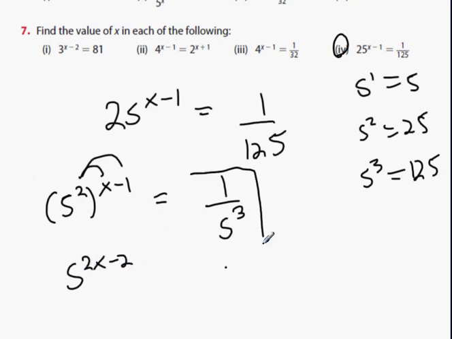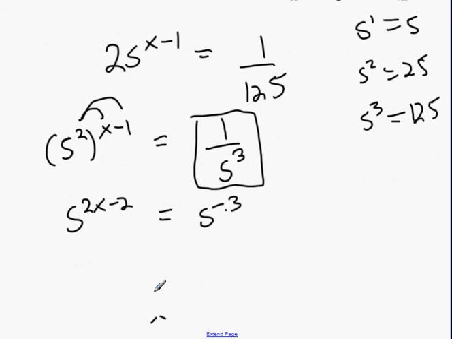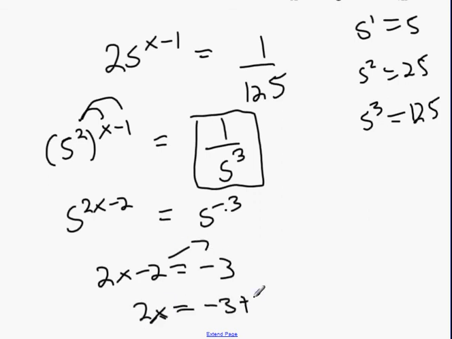What's the rule for this one? 5 to the power minus 3. And finally, how do you finish it? 2x minus 2 equals minus 3. 2x equals minus 3 plus 2. 2x equals minus 1. x equals minus 1 over 2.